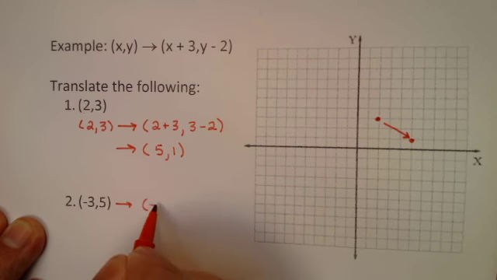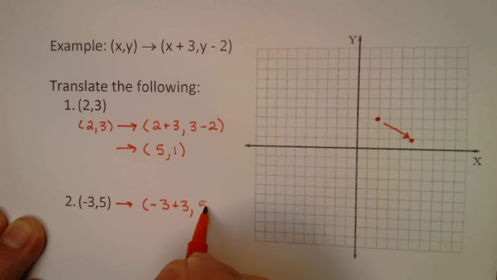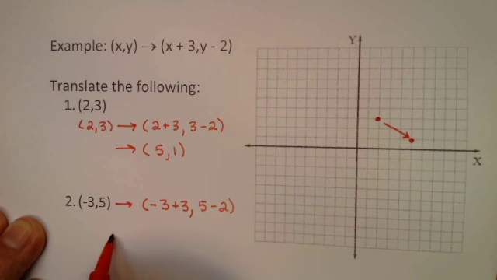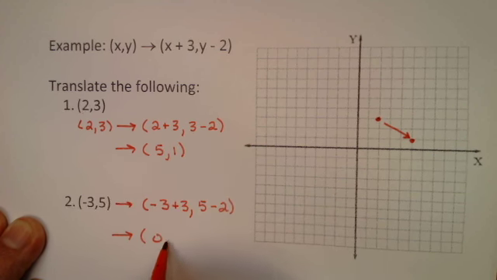That means I'm going to take -3, and according to this, add 3 to it. I'm going to take 5, and I'm going to subtract 2. And I'm going to get my brand new point. -3 plus 3 is 0. 5 minus 2 is 3.